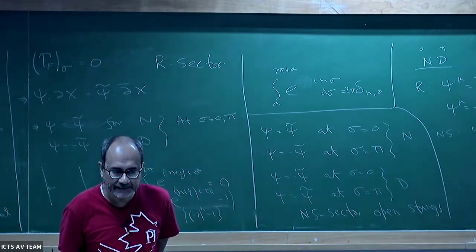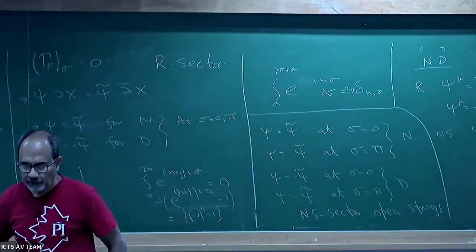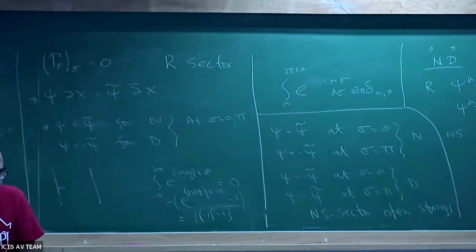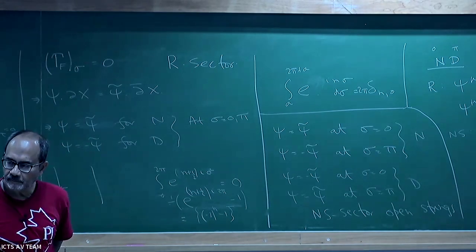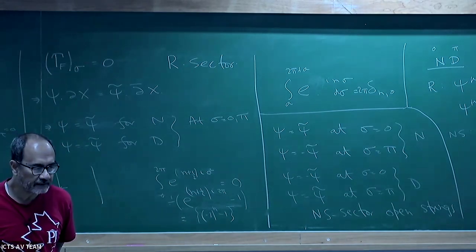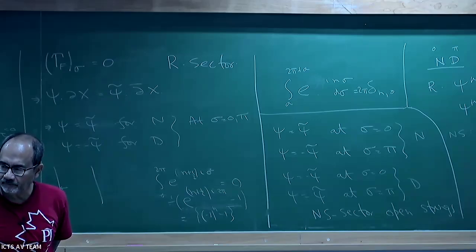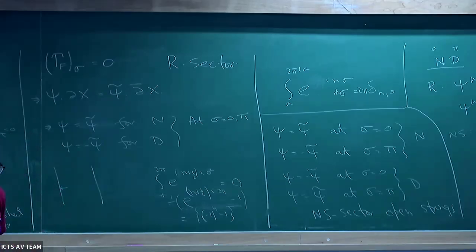Is this clear? Because in the X sector, what is going to happen, right? At one end, you will impose del sigma X mu equal to 0. At the other end, you will impose delta X mu equal to 0, right? For ND. So the X mu part of the spectrum will change if you change from NN to ND. Is this clear? Maybe when we work this out, it will become a little clearer.